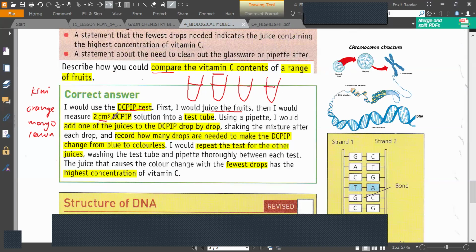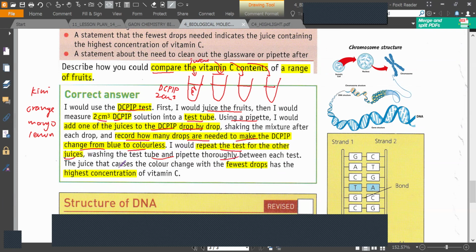Then I would measure 2 cm cubed of DCPIP solution into a test tube. Then using a pipette, I would drop the juice into the DCPIP solution, drop by drop. We add 1 drop, shake, and record how many drops are needed to make the DCPIP change from blue to colorless. Then I would repeat the test for the other juices, washing the test tube and pipette thoroughly between each test.